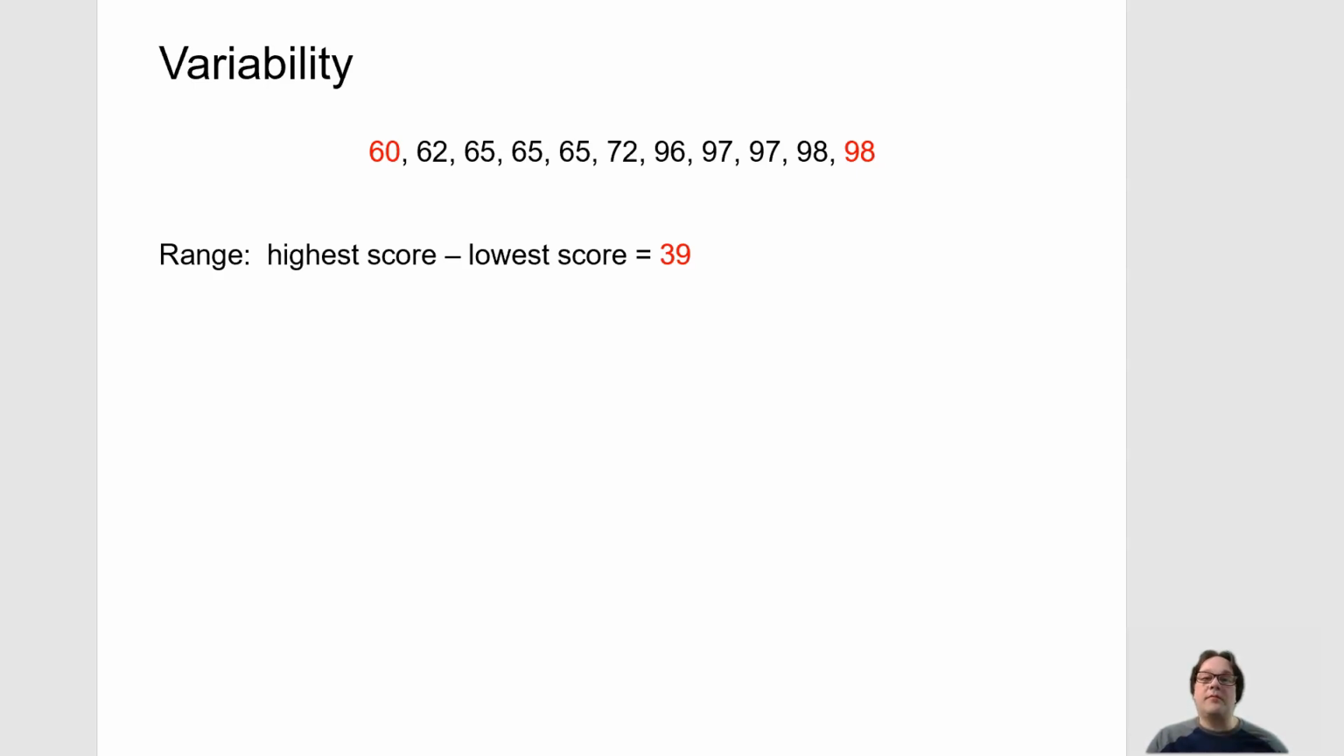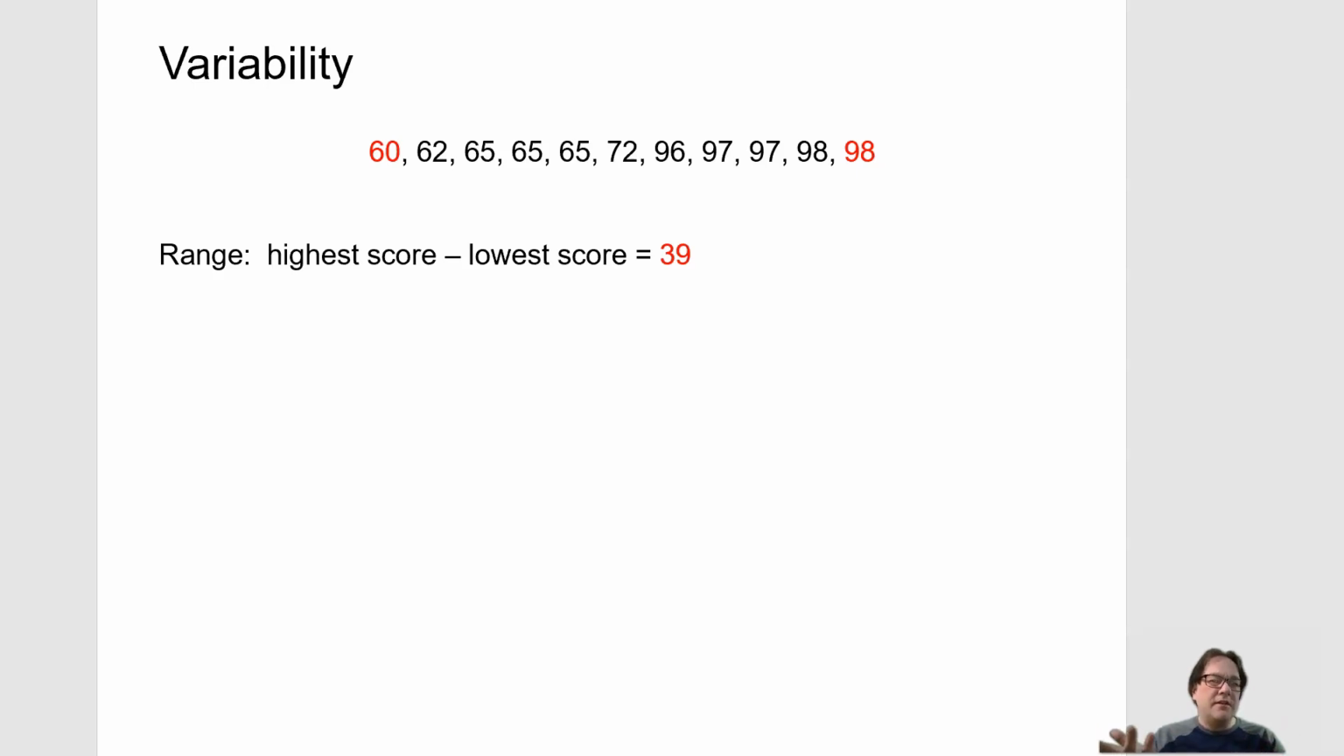Well, think about how we calculated the range. We took the highest score and we took the lowest score, and we just subtracted the lowest score from the highest score. So what did we calculate? Well, we determined how many scores in our distribution exist between the highest score and the lowest score. And that's exactly what the range is telling us. Again, not all that useful, right?